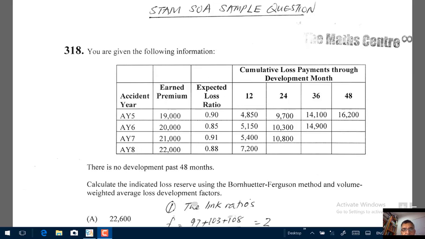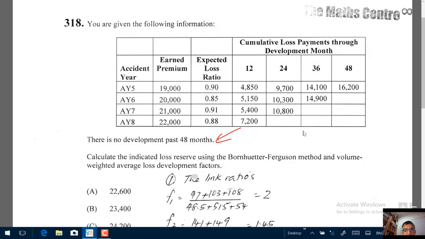You are given the following information in the form of a table. Here we have accident years, earned premium, the expected loss ratios for the individual accident years, and then we have our cumulative loss payments through development months 12 through 48. And you're told in this question that there's no development past 48 months. Okay, that's good. What are we asked to do?